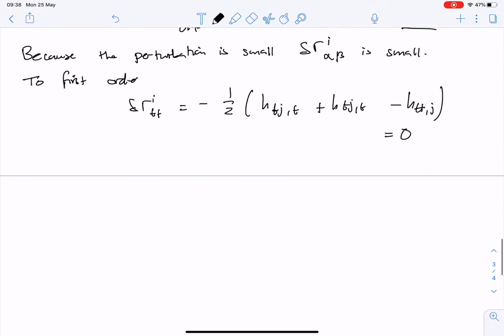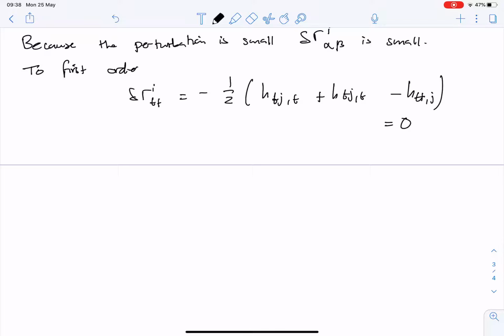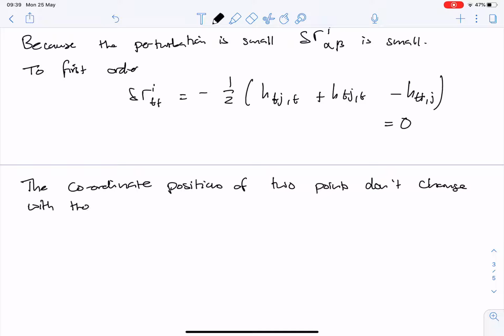And what that tells you, rather surprisingly, and this is something that I think confused people in gravitational waves for some time, it tells us that the coordinate positions of 2 points don't change with the passage of a gravitational wave. So as the gravitational wave comes in, the actual coordinates that you're in don't matter.